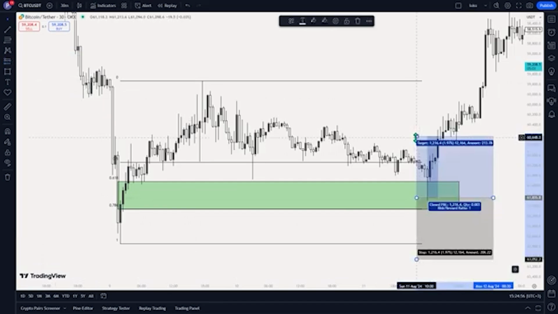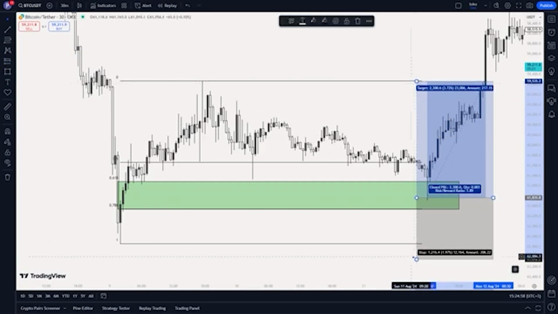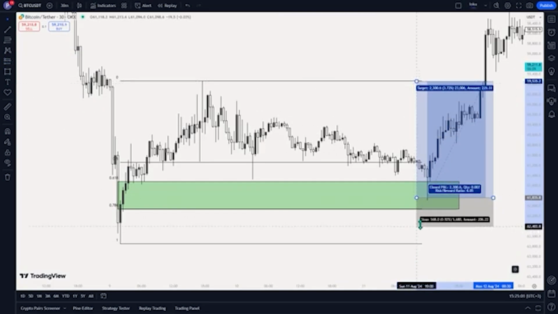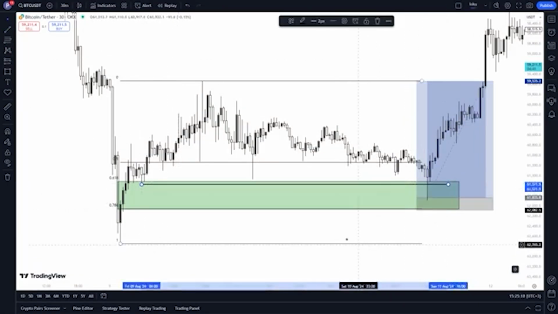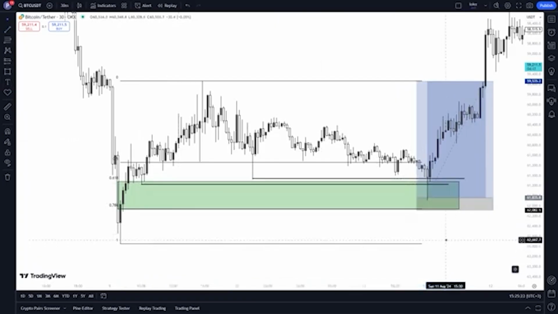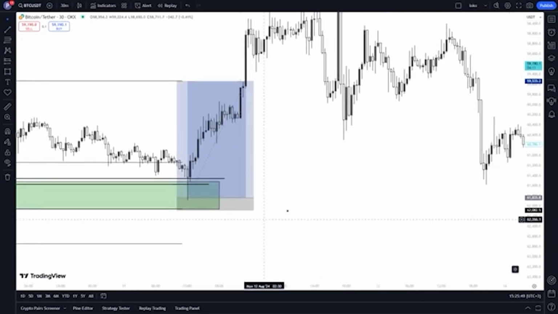open a good long deal with a take profit on the capturing of liquidity, with the stop loss under our OTE zone. The factors that help us to open a good deal are the capturing of this liquidity, and these factors are helping us to open a good deal.